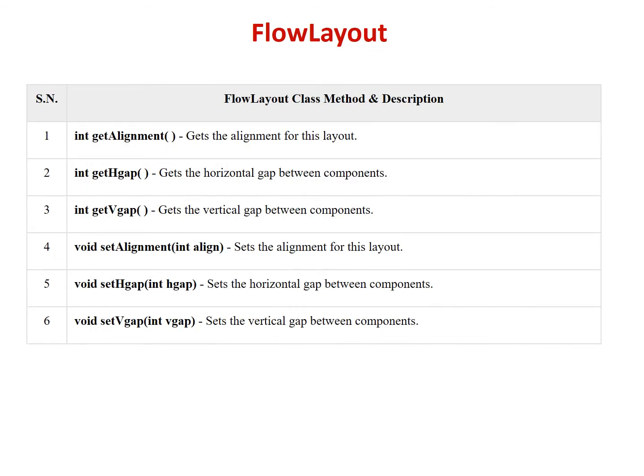Now, some of the methods in the FlowLayout class. The first one is int getAlignment. This will return the alignment of the flow layout. Similarly, getHgap returns the horizontal gap between the components. getVgap returns the vertical gap between the components. Then setAlignment with one integer parameter sets the alignment of the layout. Similarly, there are the methods called setHgap and setVgap with an integer parameter to set the horizontal gap between the components and the vertical gap between the components.